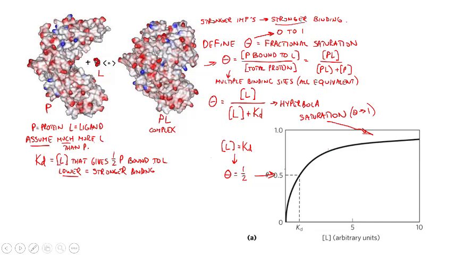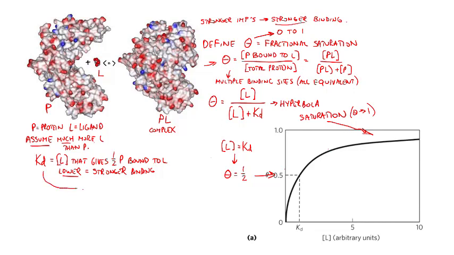So if your KD is 1 micromolar, that means that at a 1 micromolar concentration of your ligand, you've already got half of your proteins bound. Whereas if your KD was 100 micromolar, that means you would have to increase your concentration all up to 100 micromolar before half your proteins would be bound, because the binding is so much weaker.